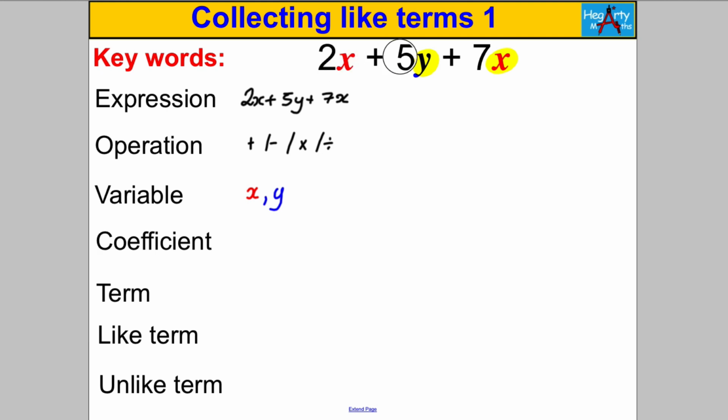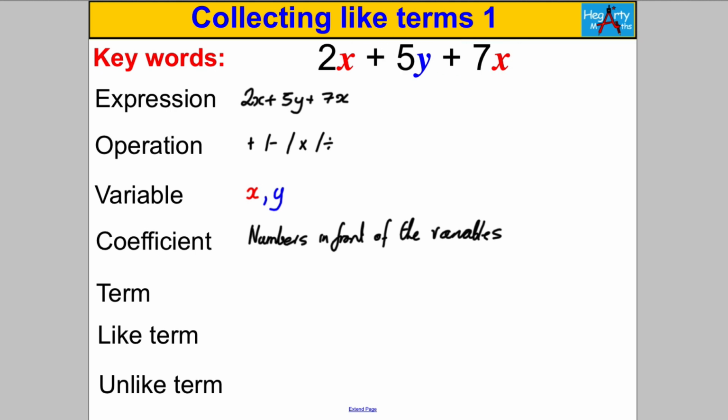What do you think the coefficients are? Well, let me highlight them and then you tell me. That's a coefficient, that's a coefficient, and that's a coefficient. The coefficients are the numbers in front of the variables. And that's important to know. Okay, so we've covered that.